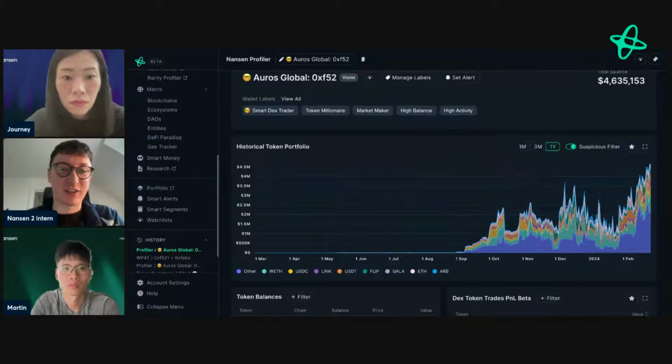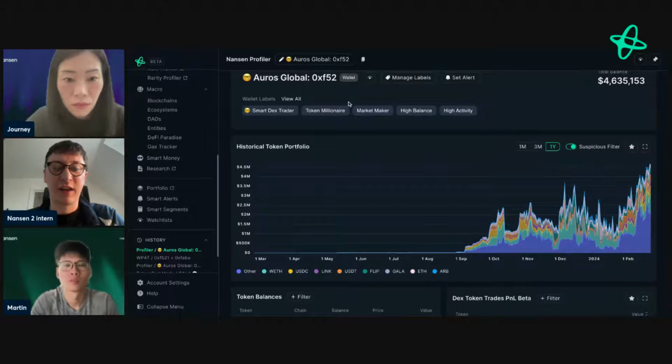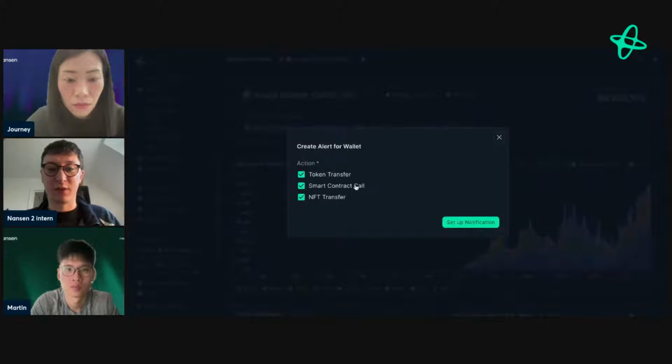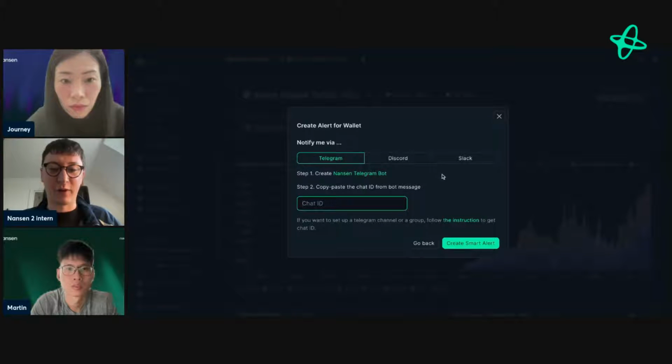So that's an address that you go, okay, I'm interested in, and if you find something similar to this, you can just set up an alert for all these things. Maybe not NFT transfers, because this might not be something that's interesting, and then you set up the alert, and then you fill in the details here.